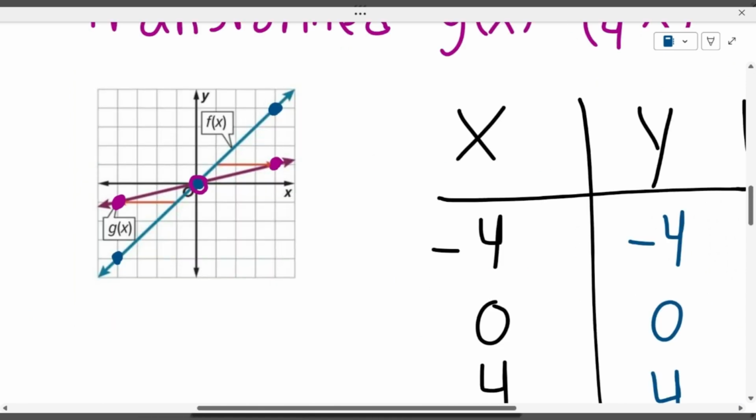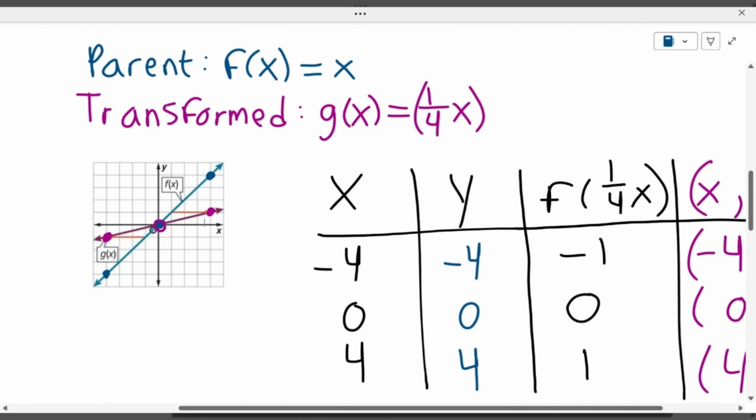So we can see that when we multiply our x value by a fraction, here we are getting a transformation in which we have a horizontal stretch. And they show that here in the graph with the horizontal lines pulling and stretching at our blue function.